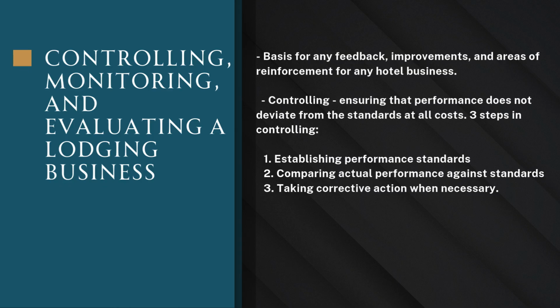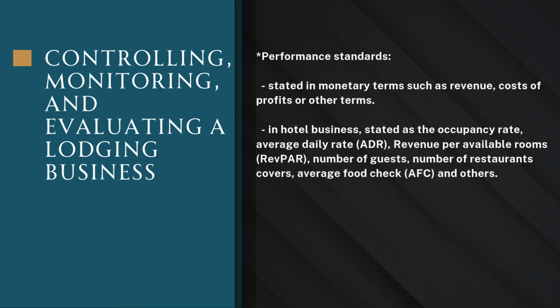Controlling consists of 3 steps. 1. Establishing performance standards. 2. Comparing actual performance against standards. 3. Taking corrective action when necessary. Performance standards are often stated in monetary terms, such as revenue, costs, or profits, but may also be stated in other terms. In the hotel business, it can be stated as the occupancy rate, average daily rate (ADR), revenue per available room (RevPAR), number of guests, number of restaurant covers, average food check (AFC), and others.